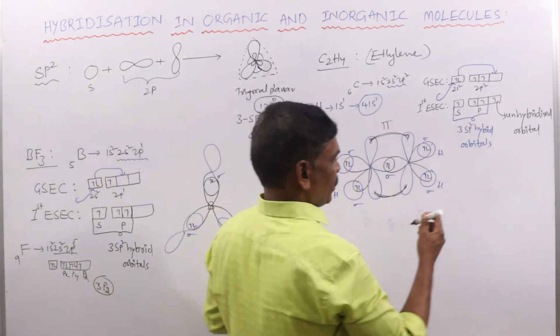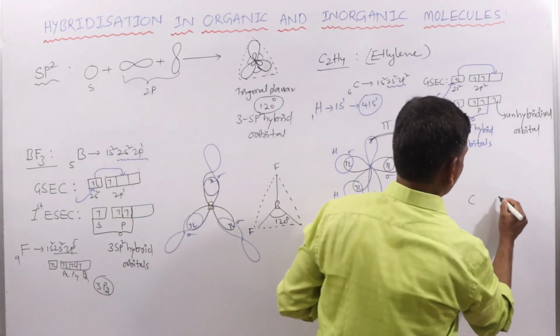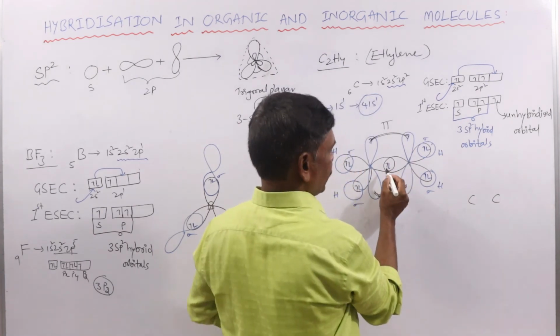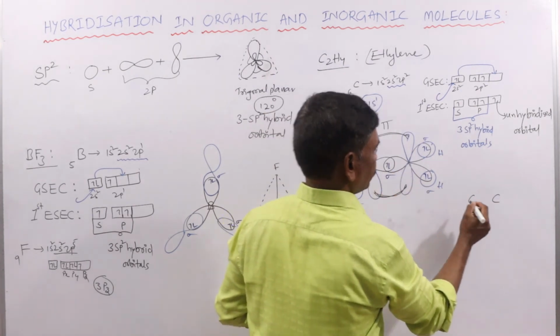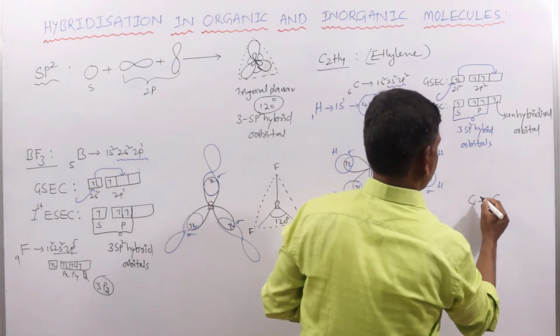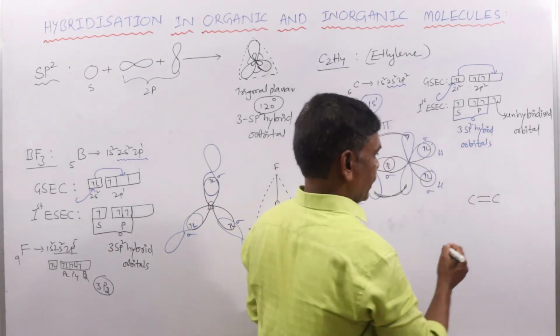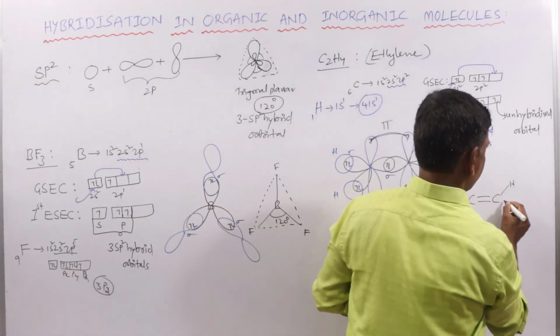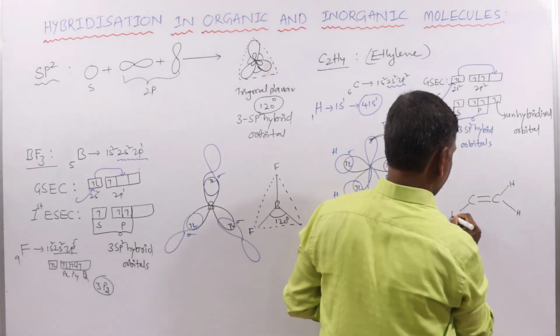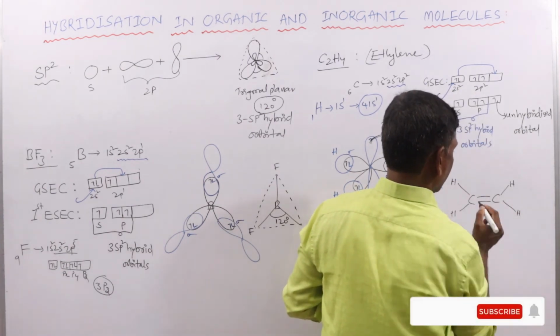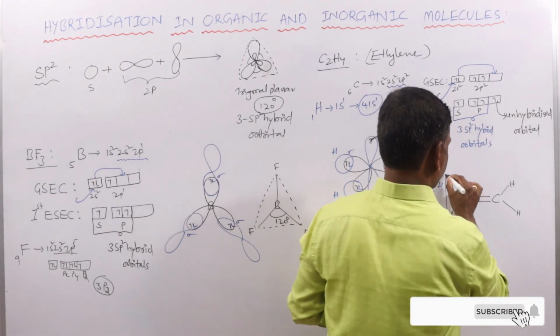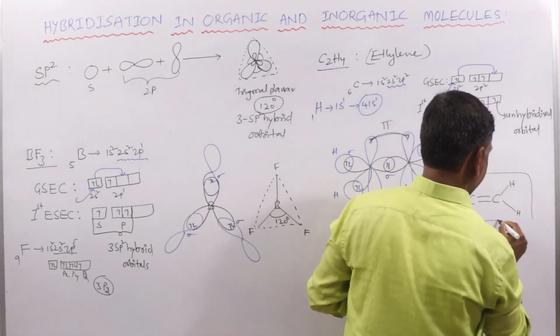Now between the 2 carbon atoms, here it is a sigma bond, and here it is one pi bond. Between carbon and hydrogen, there is one sigma bond each. So this is the structure of the ethylene molecule.